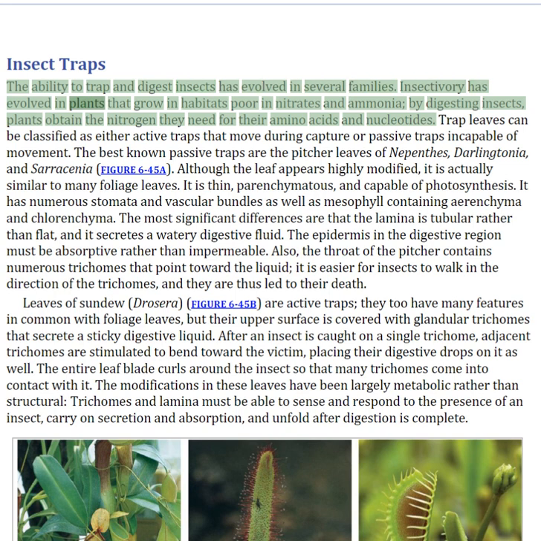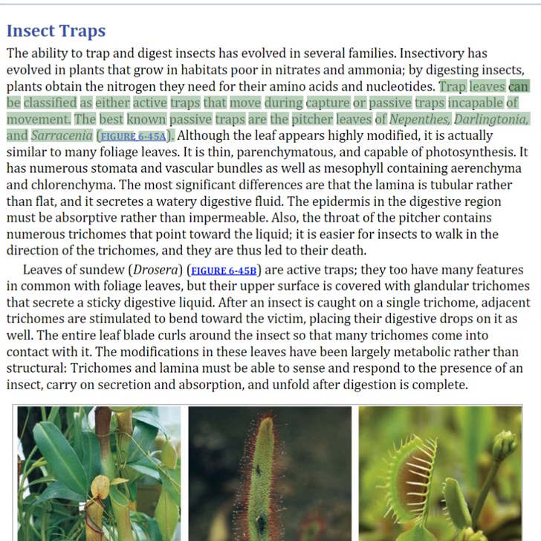Insect traps. The ability to trap and digest insects has evolved in several families. Insectivory has evolved in plants that grow in habitats poor in nitrates and ammonia. By digesting insects, plants obtain the nitrogen they need for their amino acids and nucleotides. Trap leaves can be classified as either active traps that move during capture or passive traps incapable of movement. The best known passive traps are the pitcher leaves of Nepenthes, Darlingtonia, and Sarracenia.